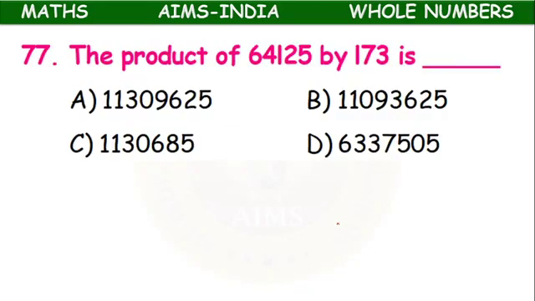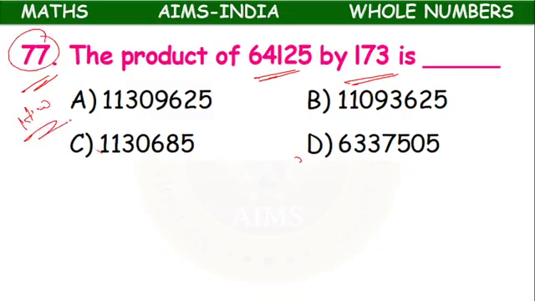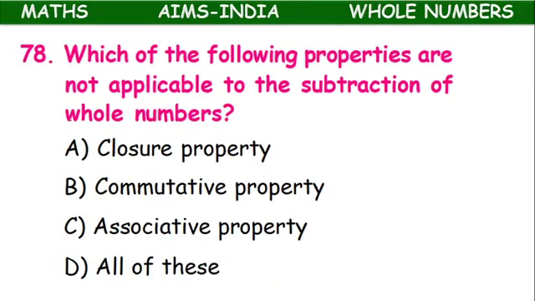Next, the product of 64,125 by 173. It's a simple product, children, multiplication. So 73rd question, do it as homework and find the answer. Next.